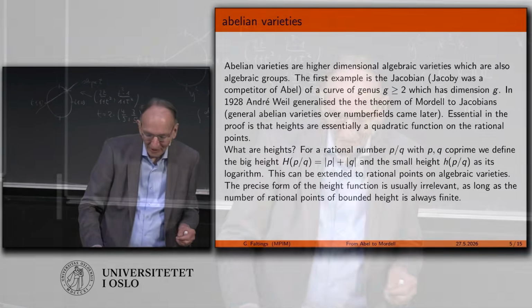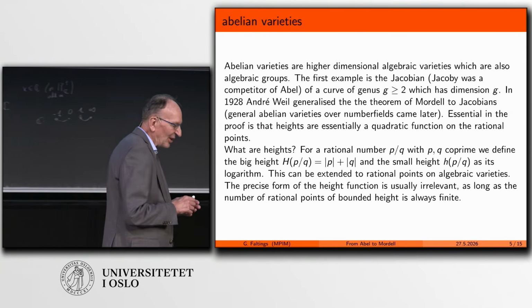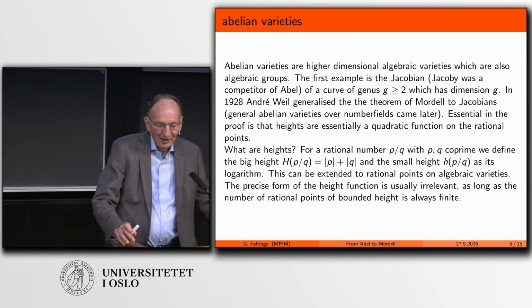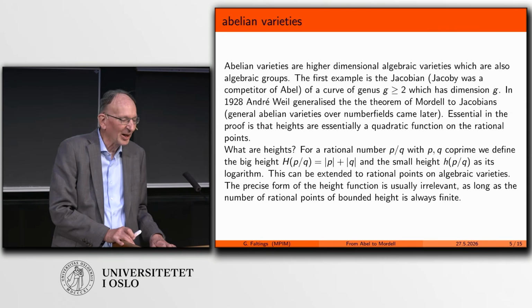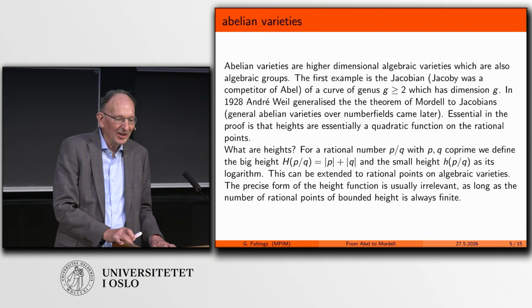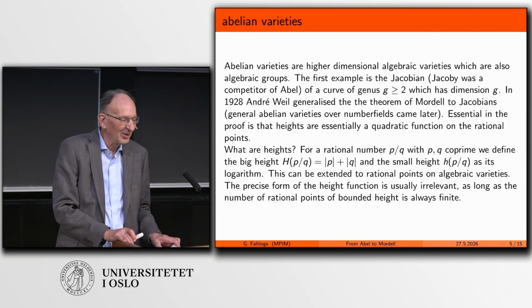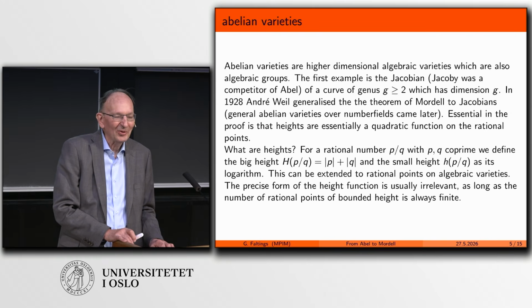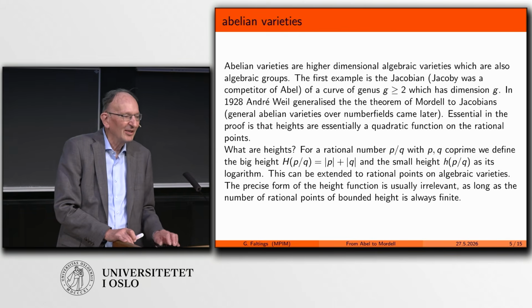I have a chance to mention Abel again. I said curves of genus 1 are an algebraic group. For higher genus, there also exists a group, but it's not the curve itself, it's the so-called Jacobian. So Jacobi was a competitor of Abel, and it is higher dimensional, but these things are now called Abelian varieties.